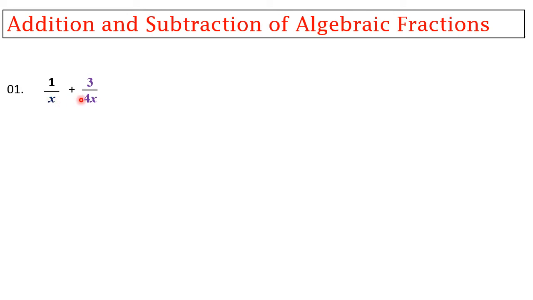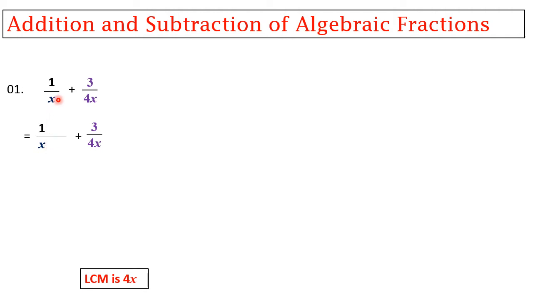So therefore, here 4x, here x. So the common denominator of both fractions is 4x. That means the LCM of x and 4x is 4x. So we should find the LCM of x and 4x, that is 4x. Therefore, we need to convert both denominators into 4x.